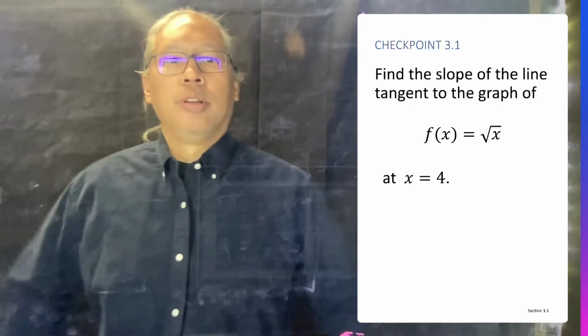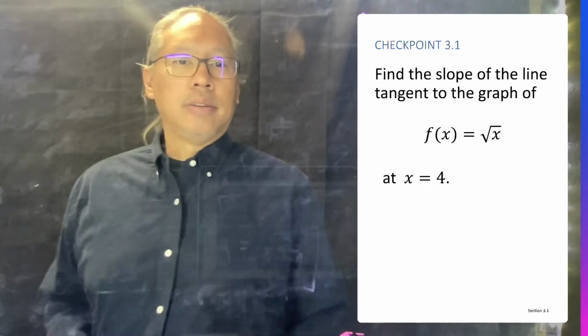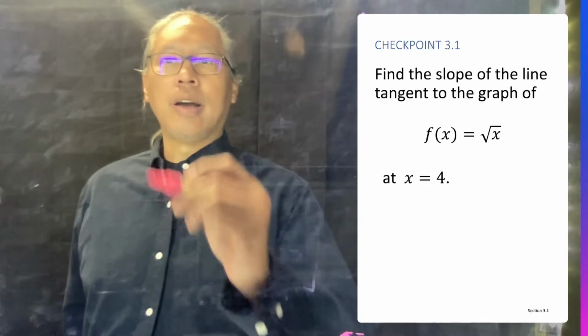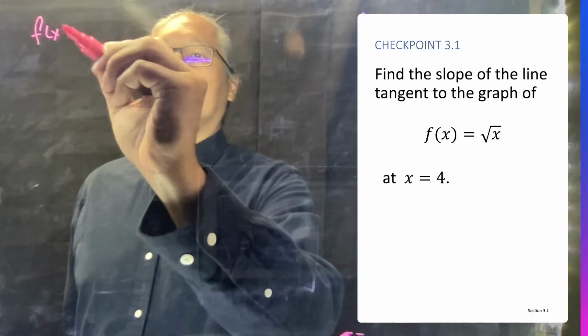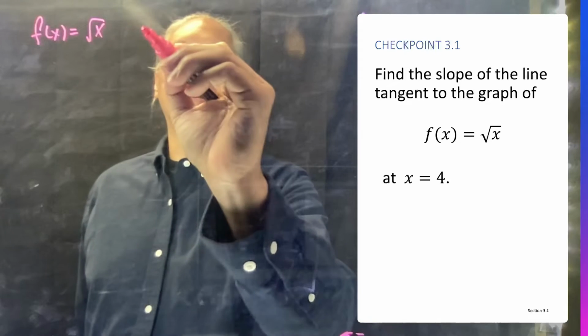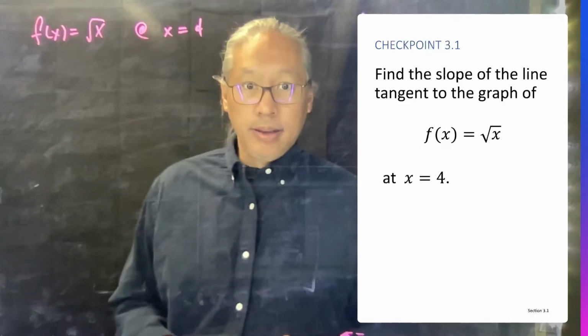Hello, this is checkpoint 3.1 from section 3.1. In this video, they want us to find the slope of the line tangent to the graph f of x is equal to the square root of x at the point x equals 4.